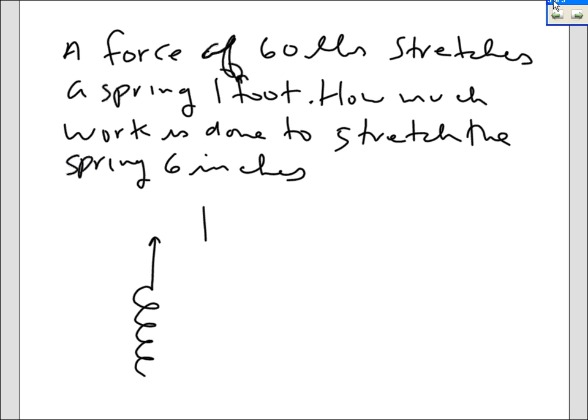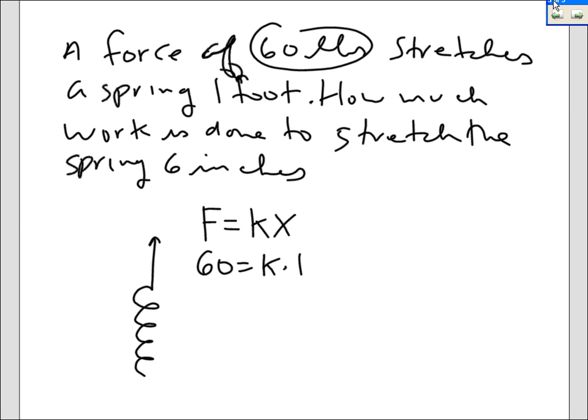So, we know that F is equal to Kx. The force of 60 pounds, F is 60, stretches a spring 1 foot. Well, we all know that 60 times 1 is 60. The spring constant is 60, as long as we're in feet. I mean, if we're in inches, 1 foot is 12 inches, and 5 times 12 is 60, so the spring constant would be 5. But we'll stay in feet, and the spring constant is 60. So F is equal to 60x.